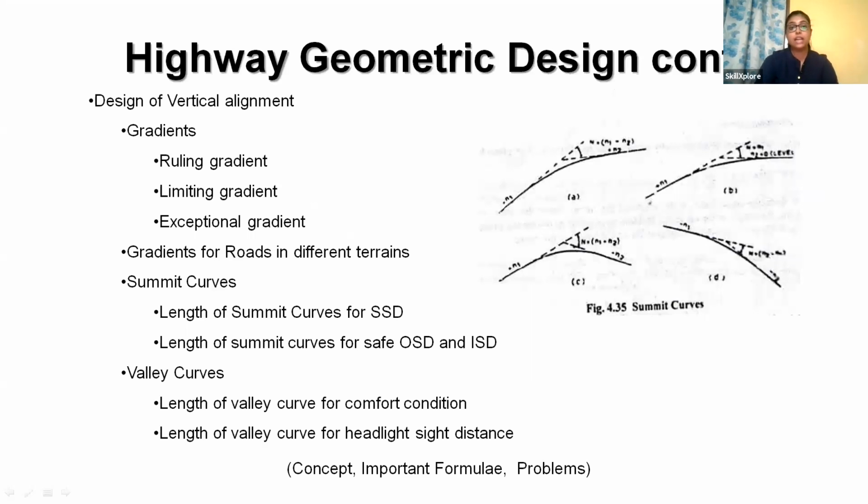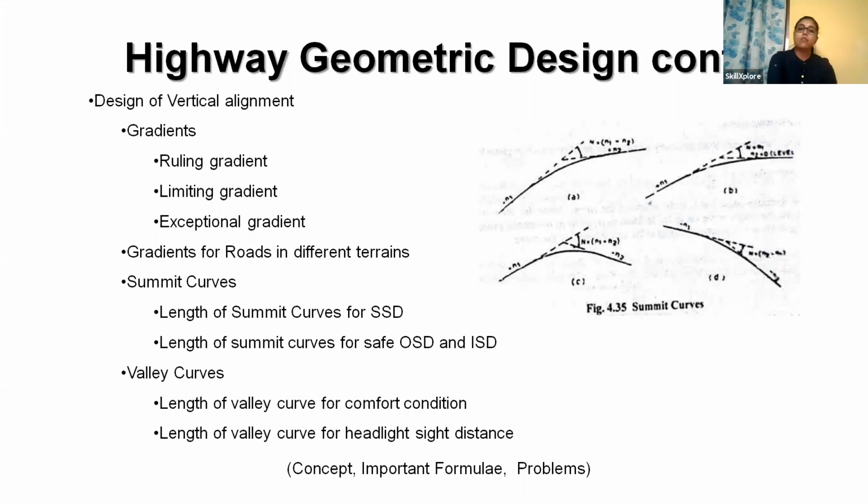Next is design of the vertical alignment. In vertical alignment itself, there are summit curves, valley curves, and many things. Gradients, as we have already discussed, there will be three types of gradients. Ruling gradient will be there, limiting gradient will be there, exceptional gradient will be there. How these gradients differ, and what is the expected range of gradients for different kinds of roads, all these things we will discuss. Then gradients for roads in different terrains, all these things we'll discuss.